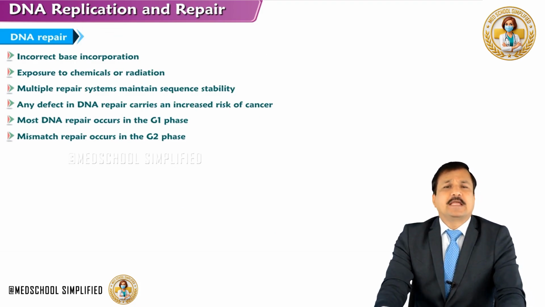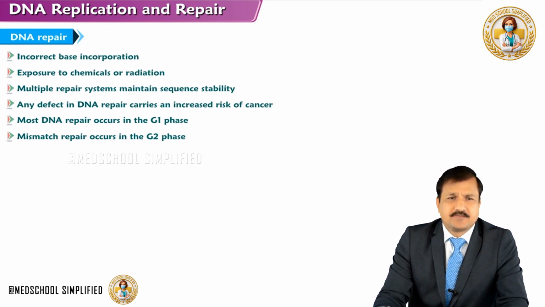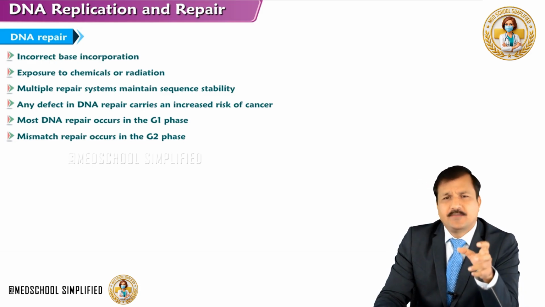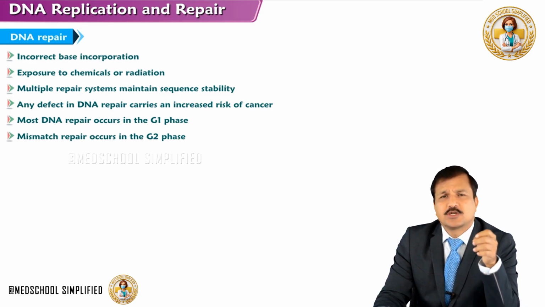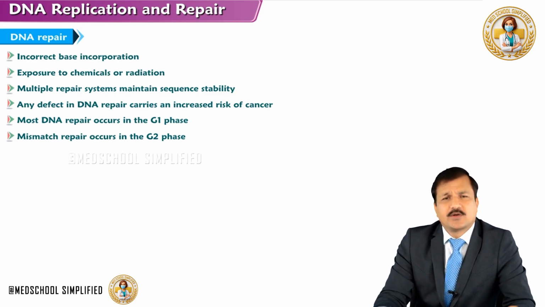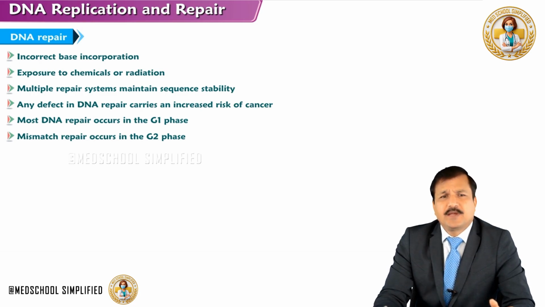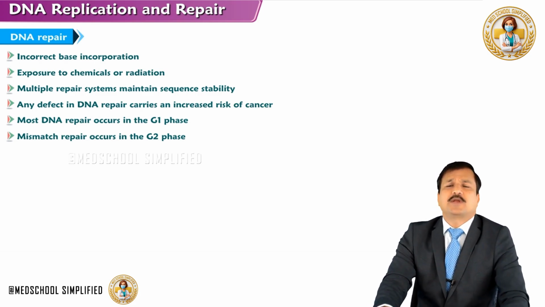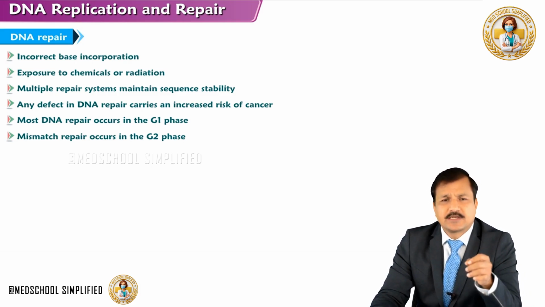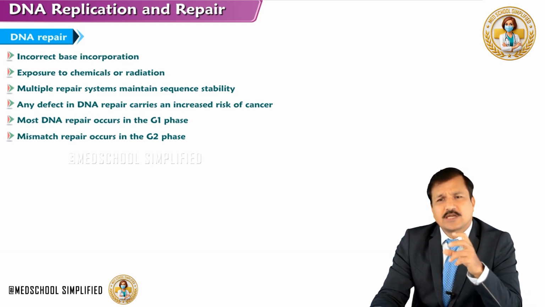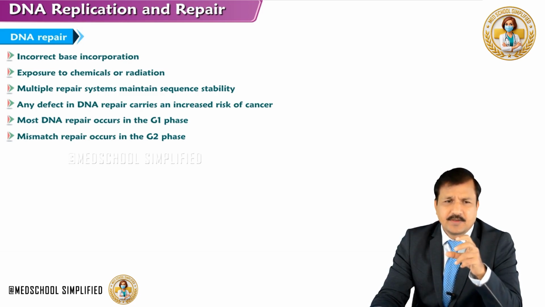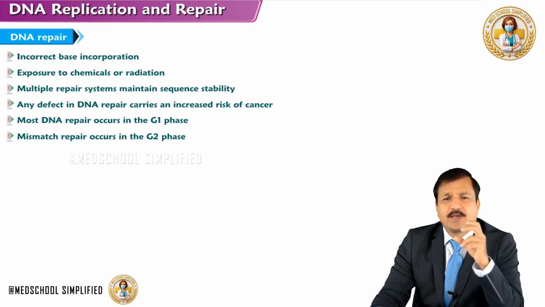Now let's look at DNA repair mechanisms. The structure of DNA can be damaged in a number of ways through exposure to chemicals or radiation. Incorrect bases can also be incorporated during replication. Multiple repair systems have evolved, allowing cells to maintain the sequence stability of their genomes. If cells are allowed to replicate their DNA using a damaged template, there is a high risk of introducing stable mutations into the new DNA. Thus, any defect in DNA repair carries an increased risk of cancer.